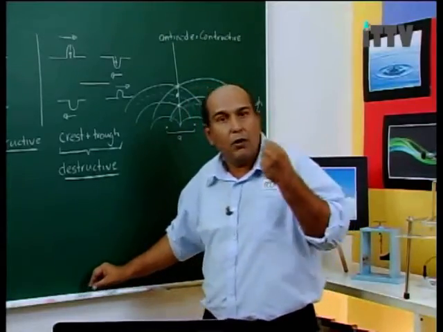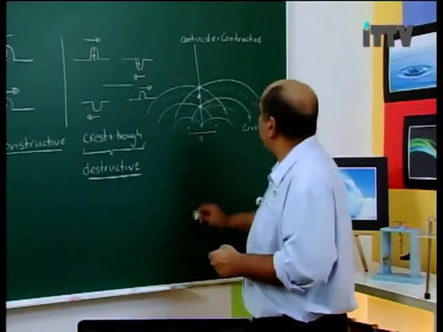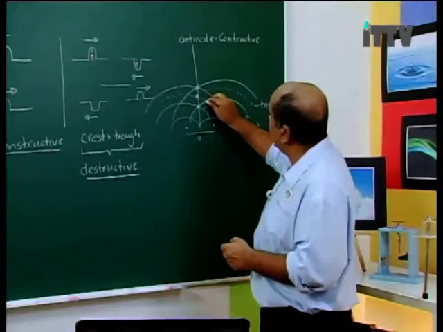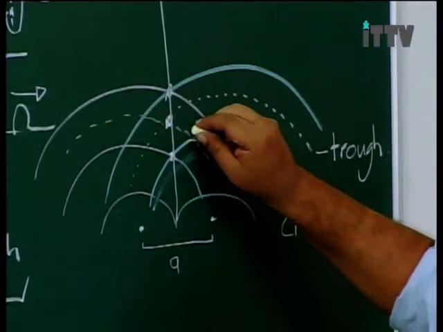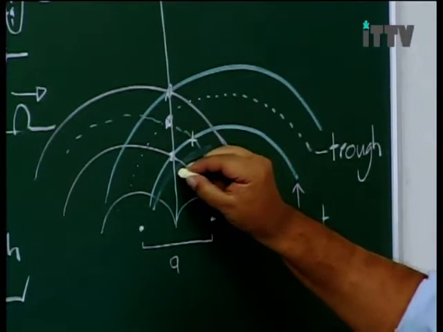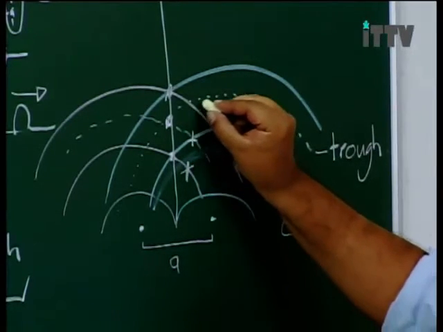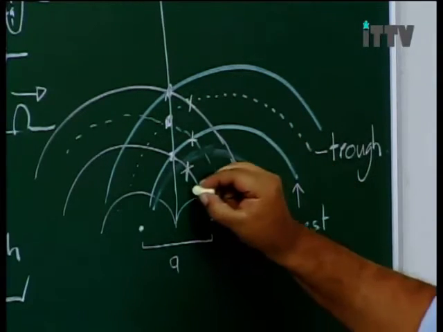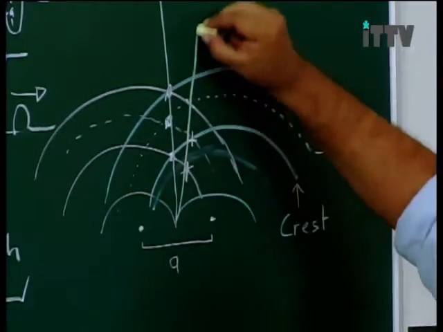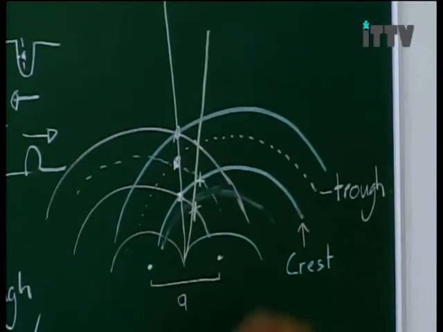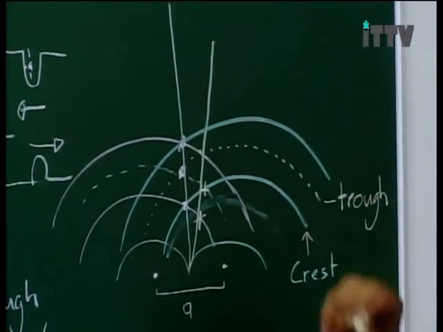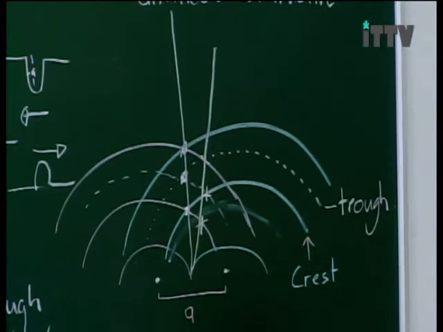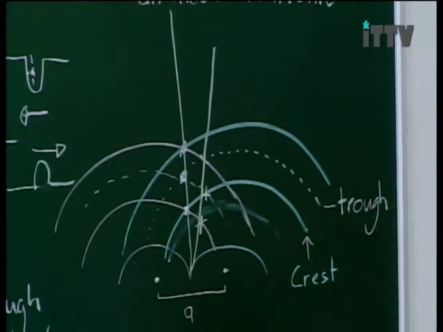Let's find some of these points. Over here, I have a trough and a crest meeting each other, right there. Over here as well. If I move forward, here I have another crest and trough meeting each other. What I get is a second line going up like this. This line represents an area of destructive interference. We call these nodal lines.